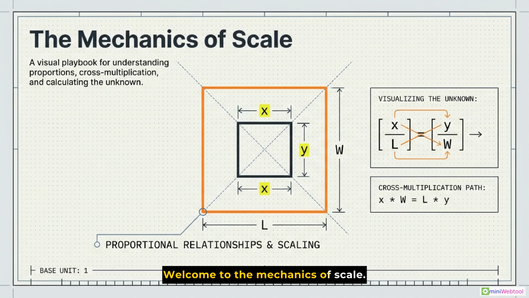Welcome to the Mechanics of Scale. This video offers a visual playbook for understanding proportions, cross-multiplication, and calculating unknown values.